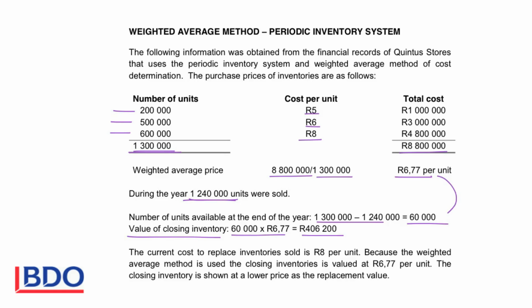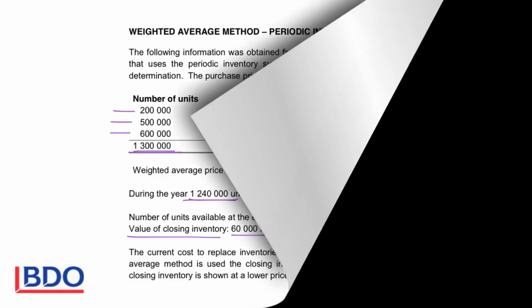Now, this average price is lower than the price that it would cost at the moment to go and buy new units, because the last time that we bought, we paid R8. This average price is R6.77 because the price increased every time that we bought new articles. That means that this R6.77 per unit is lower than the replacement value of R8 because we will pay R8 if we buy new stock at the moment.